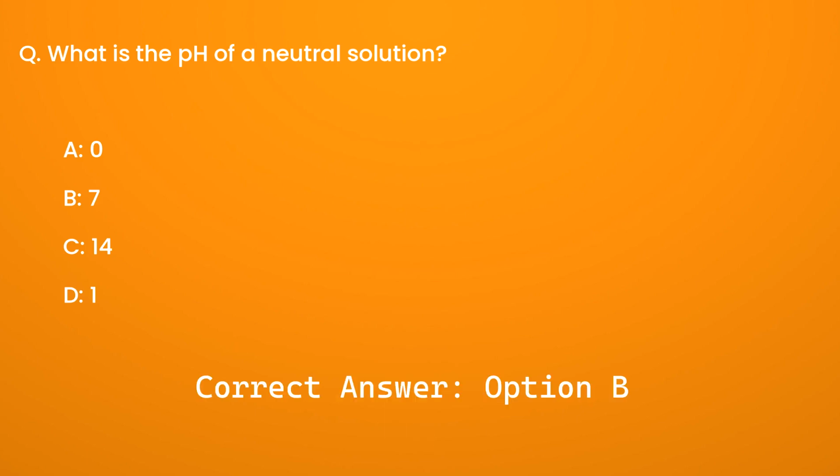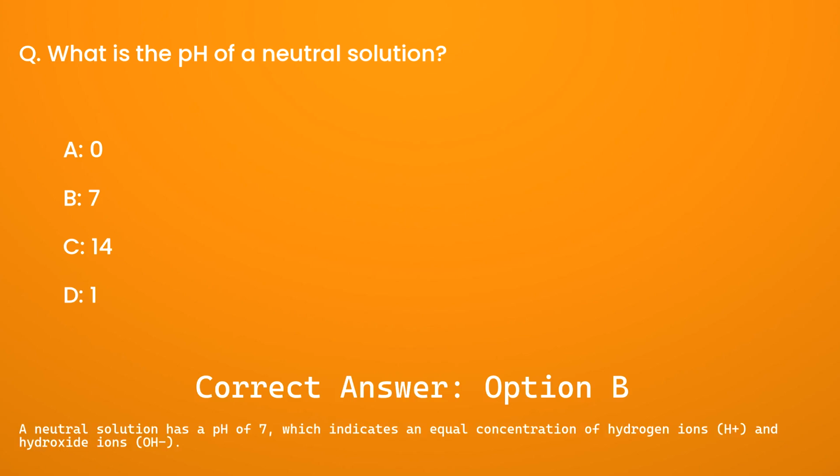The correct answer is option B, which is 7. A neutral solution has a pH of 7, which indicates an equal concentration of hydrogen ions, H+, and hydroxide ions, OH-.